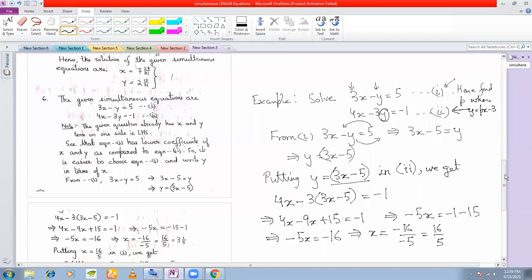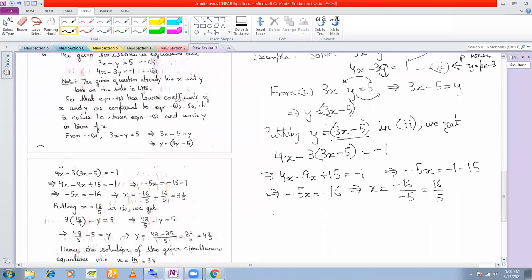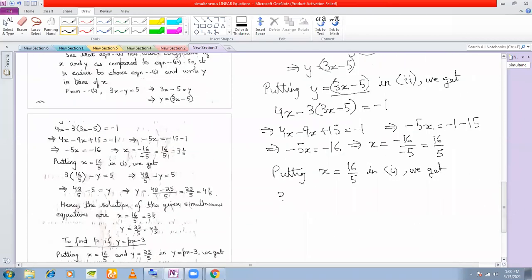Okay, so you have got the value of x. How to get the value of y? Put the value of x in either of the two equations, either this equation or this equation. So again, which one should I choose? I choose 1 because 1 has lower coefficients. So putting x is equal to 16 by 5 in 1, we get 3x minus y is equal to 5. So 3 into x, x here was 16 by 5, minus y is equal to 5. This was equation number 1.